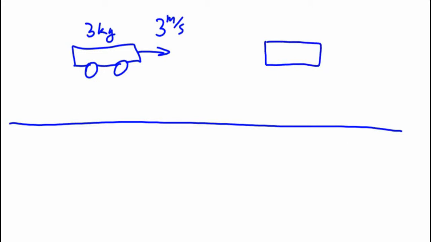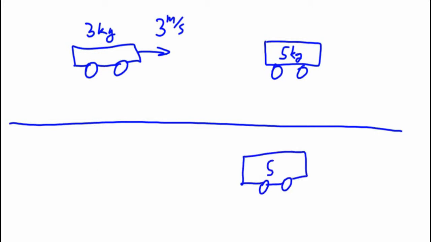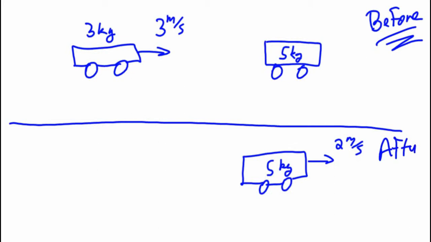And for our second cart, standing still, 5 kilograms. This could be a really easy problem if I have them stick together. But we're going to make it a little trickier and have them not stick together after the collision. After the collision, we're going to have this same 5 kilogram object going, say, 2 meters per second. So this is our before area on top, and then we have our after area underneath.